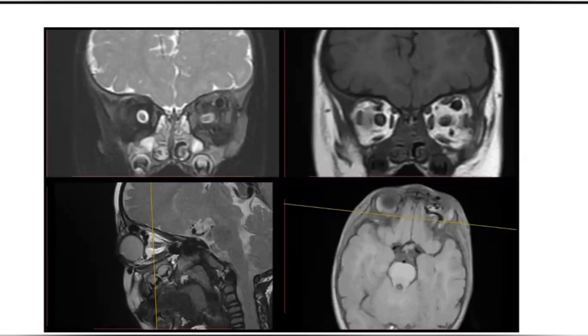Yes, you're there. Low on T2, low on T1. Which region is this? Where do you see this? Is it in the left orbit? Is it intraconal, extraconal? It's near the superior rectus muscle.